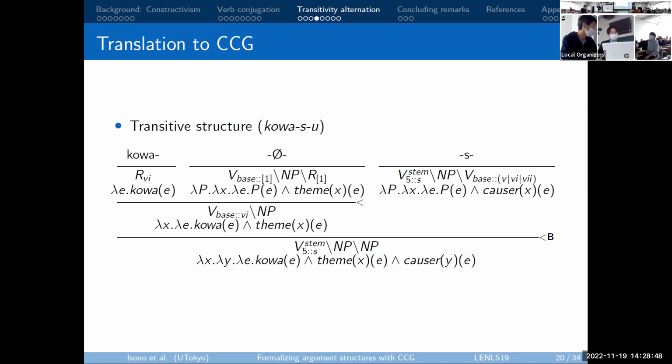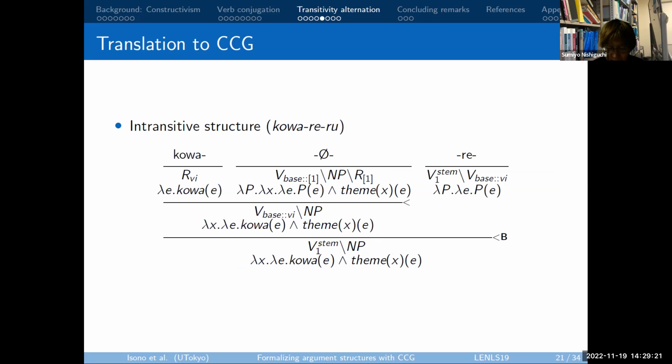Okay, there's a question from Sumio Nishiguchi. Go ahead. Yeah, thank you for the talk. I was looking at example number 3 in the proceedings. You assign the event to break, and the agent argument is introduced by the causative, right? Yes. So I was wondering what happens with an unaccusative, like the vase breaks. Kabin wa kowareru. Where does the theme come from? Does it come from reru?